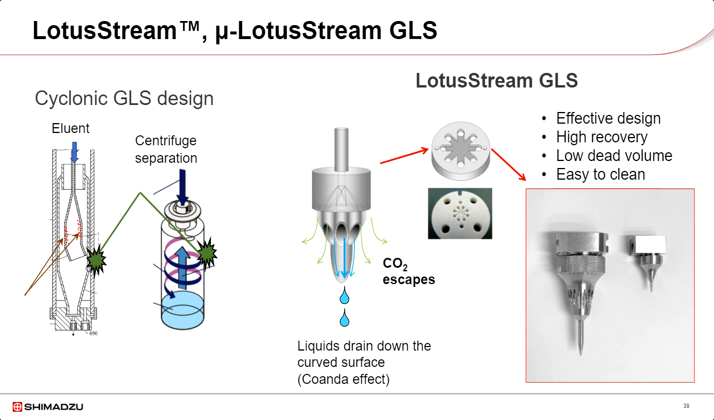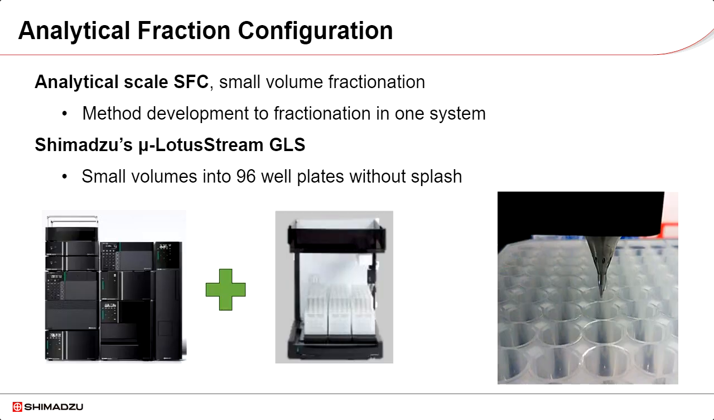This allows for higher recovery, low dead volume, and can be easily cleaned because the GLS just pops out. We've also incorporated this design into what's called the micro Lotus stream GLS. This allows for analytical prep recovery. So here's our analytical system that we showed earlier, and all we've done is incorporated in a fraction collector with that micro GLS. Now this allows you to do very small samples and collect those fractions into things such as a 96 well format without splash or cross-contamination.